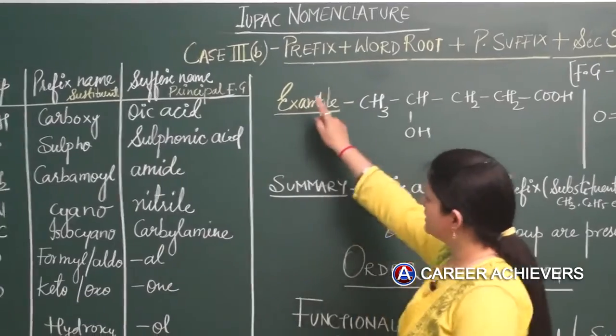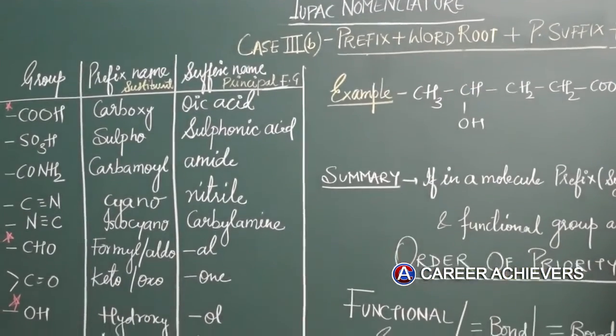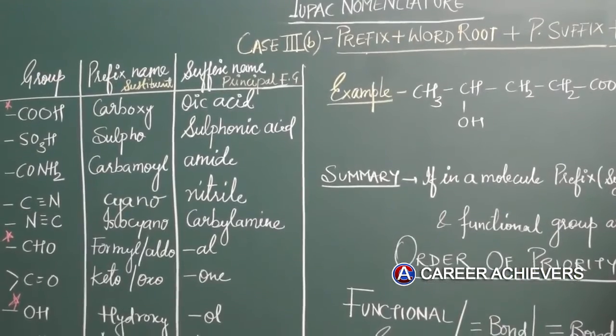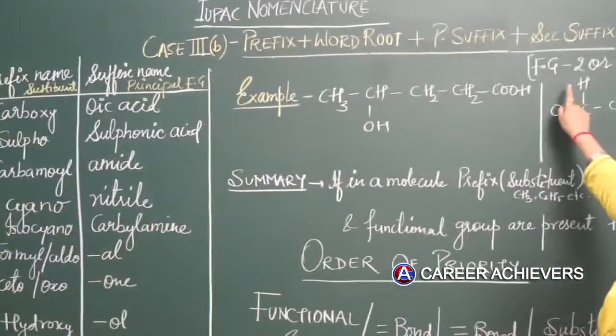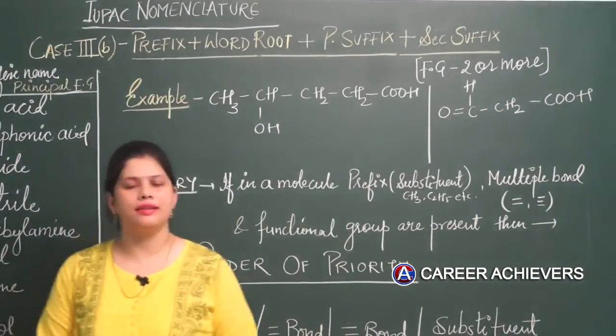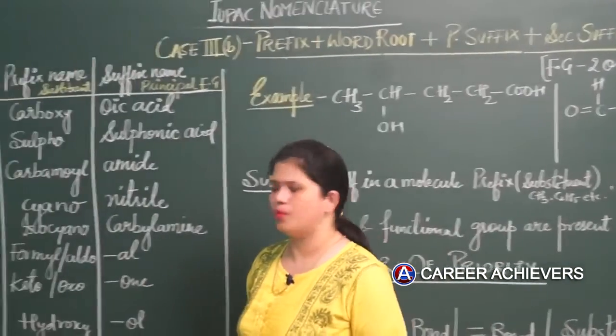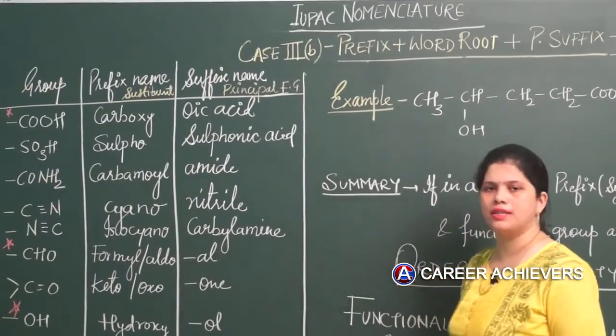In continuation, this is case 3b, wherein the same conditions are there, only one major difference is there: if a molecule contains more than two functional groups, it means two or more than two functional groups, then there is a seniority table which I have written over here on the board. It has to be followed. What is the meaning of seniority table?